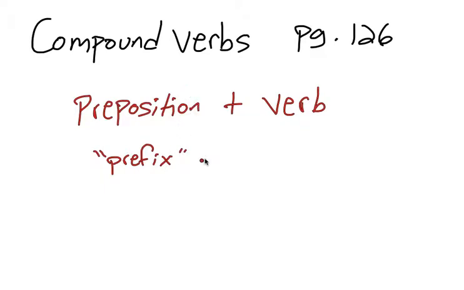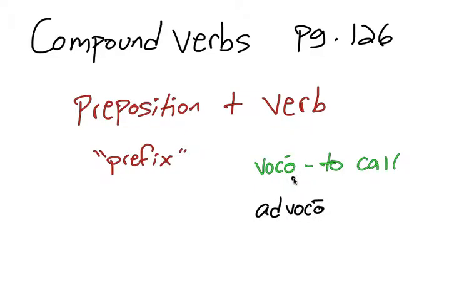Okay, so I'm going to give you a couple of examples of compound verbs, and we're going to start with as our base verb voco, which of course means to call. Okay, now I'm going to attach prepositions to the verb voco. So my first compound is going to be advoco. And the principal parts are the same as voco, so it's advoco, advocare, advocavi, advocatum. Okay, so the principal parts usually don't change in a compound.